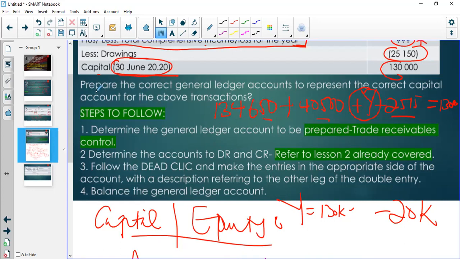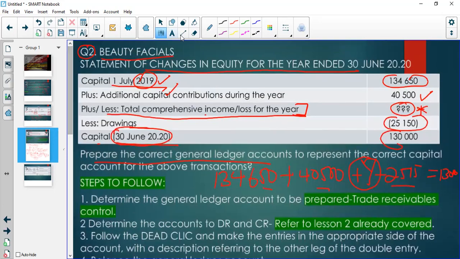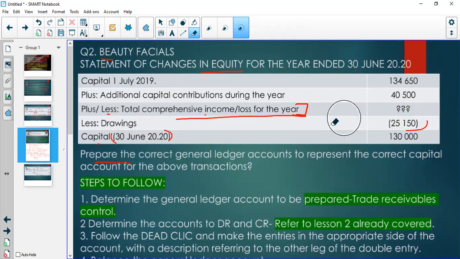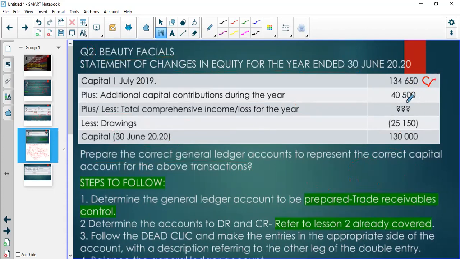But now the question requires us to prepare the correct general ledger accounts, which means that we need to know the correct capital account. As we know, the balance brought down is on the credit side. Additional contribution is on the credit side. This we don't know. Then drawings is going to be on the debit side. Then this balance carried down is going to be on the debit side, because it's carried down at the end of the year, and at the beginning of the following year, it will be brought down on the other side. So it will be on the credit because it's capital.